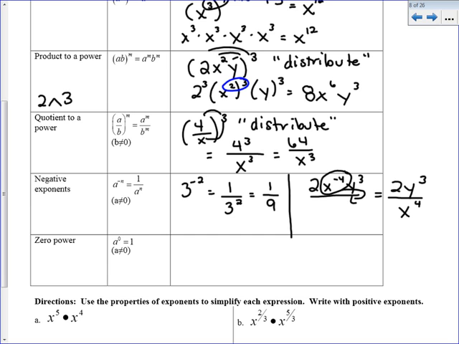So we don't always have to send everything to a denominator and put a 1 on top. It's only if you have a negative exponent on that base. If you only have one base and it has a negative exponent, that's when it's the 1 over. There's nothing left behind.